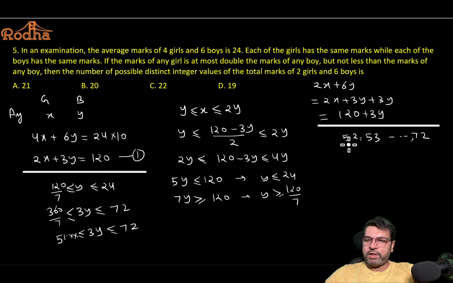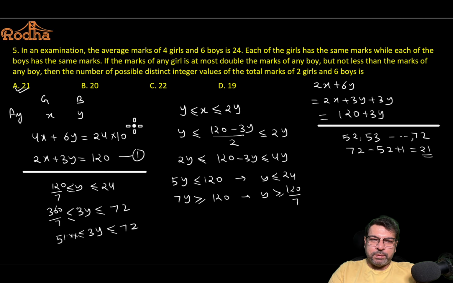From a to b, how many numbers are there? B minus a plus 1. So 72 minus 52 plus 1, 21 values aapko milengi. That is a good question, right? In terms of concept, in terms of length of the question, options, 19, 20, 21, 22. You did do a silly mistake aur aapka answer kahin aur ho jayega. Theek hai? Either 20 or 19. That's a good question, theek hai? Chalo, but previous four was easy, isn't it? Easy to moderate.